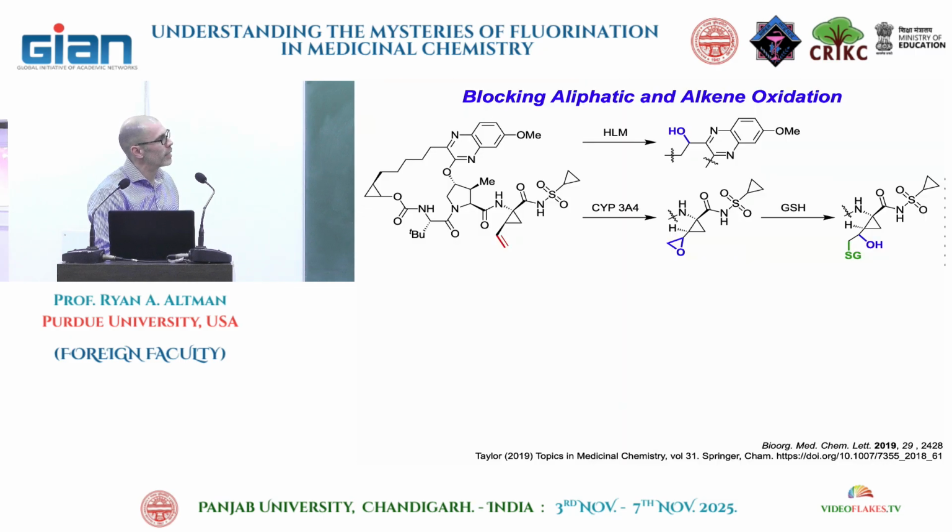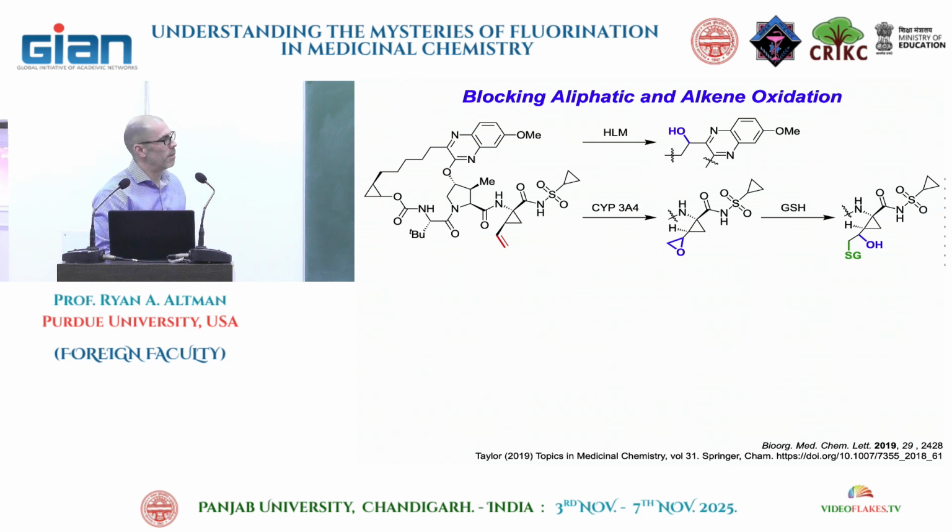So the aliphatic system was metabolized here at the benzylic position. Benzylic positions are notorious for getting metabolized because when you make the initial radical, it's benzylic, it's stable, because of the resonance structures that you can draw where the radical distributes into the aryl ring. So the benzylic positions are extremely susceptible to metabolism.